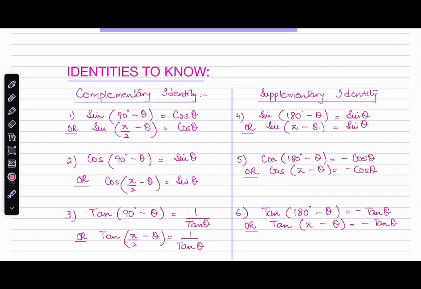So complementary identity number one, sine of 90 minus theta equals cos theta, or if the angle is in radian mode, then sine of pi by 2 minus theta equals cos theta. Cos of 90 minus theta equals sine theta, or in the radian mode, cos of pi by 2 minus theta equals sine theta. This is just related to what we discussed in the introductory lessons, that sine of 30 shall be equal to cos of 60, or cos of 50 shall be equal to sine of 90 minus 50, which is equal to 40 degrees.